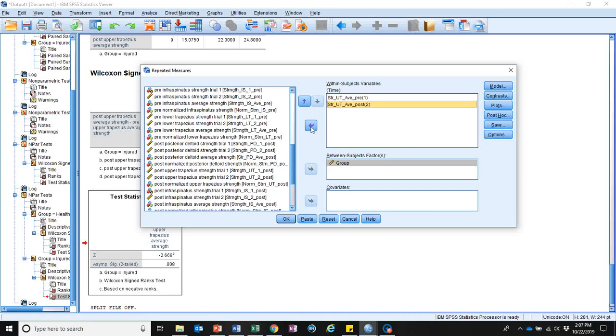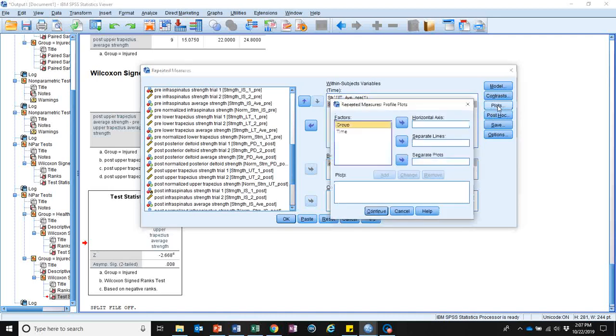Now, in this case, because you haven't done much of this data yet, I want you to graph this out so you get an appreciation of what is actually happening.